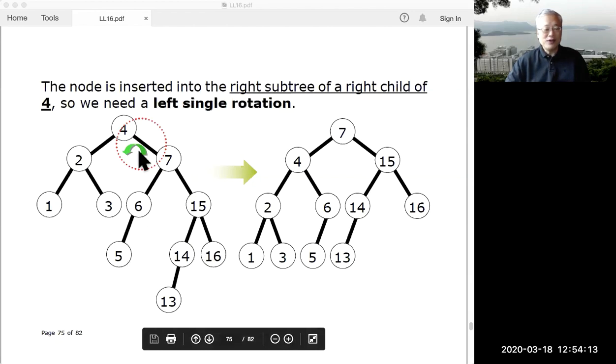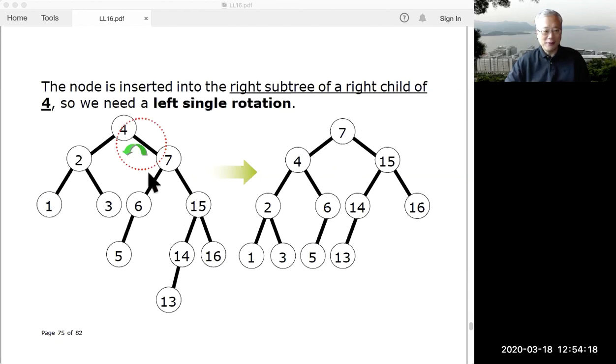After doing the left rotation, we get this one, right? 7 is up, okay? And then 4 is down. Now 4, we have 2, 1, 3 here. But look at this. The left subtree of 7, 6 and 5, keeps the shape, but it becomes the right subtree of 4, okay? And then 15 is going up to here, so we get this, okay? Good. Any questions? Okay, so let me go on then.